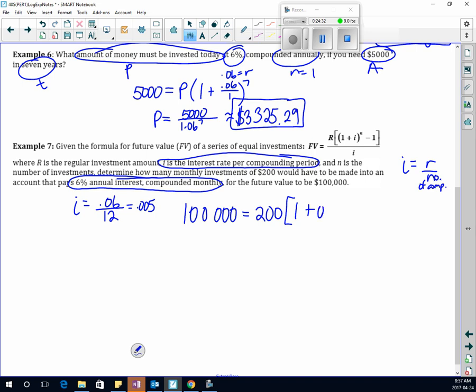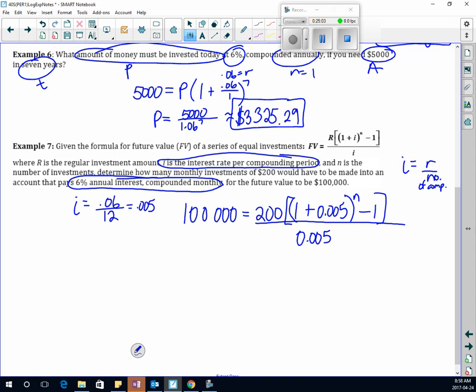So then it's 0.005, in those brackets, to the power n. n is the number of investments. Do we know? No, that's what we're trying to find because we're trying to determine the number of monthly investments. So we're trying to solve for n. Minus 1, square bracket, divided by 0.005. Does everybody see what we're trying to do here?